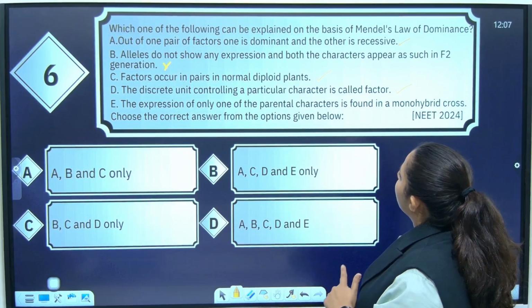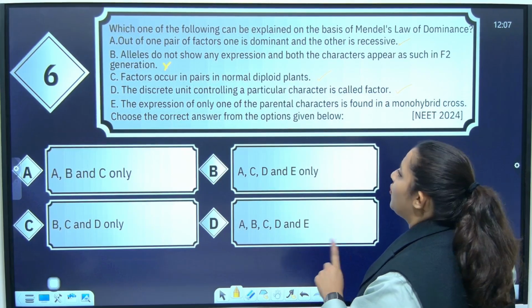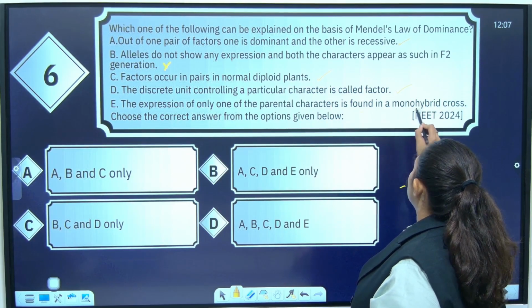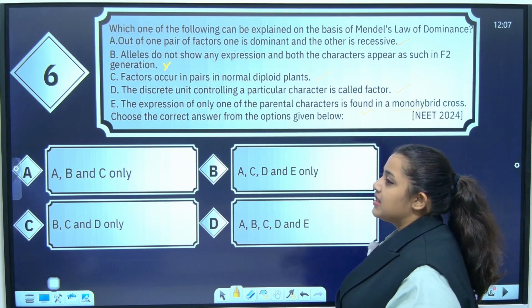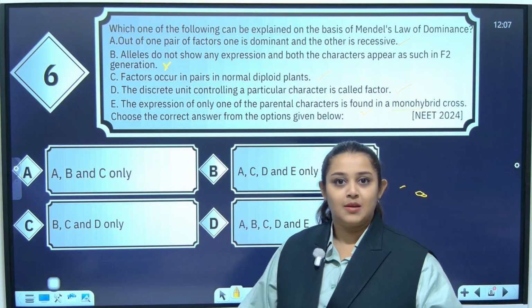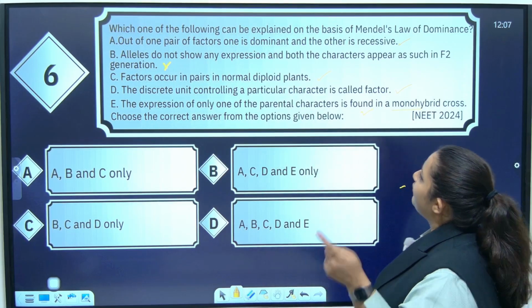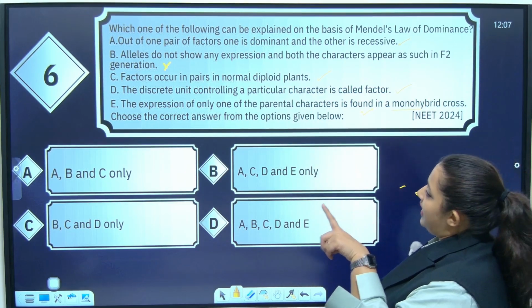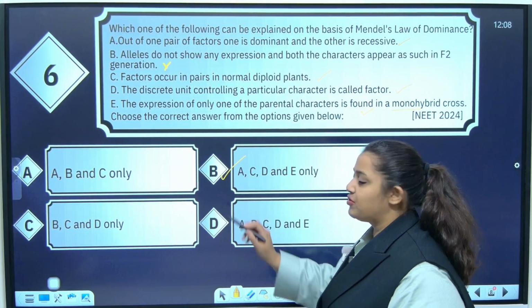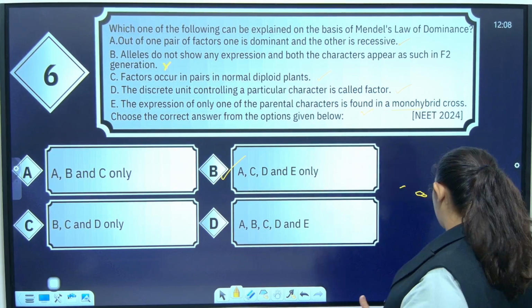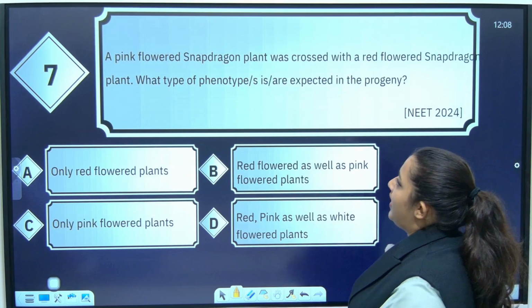Expression of only one of the parental character is found in the monohybrid cross. Yeah, because it is known as mono for the same reason, right? Because it is just one contrasting pair that we are taking. So except for B, all the options are correct. A, C, D, E only. Option B here is correct. Let's go to the next one.